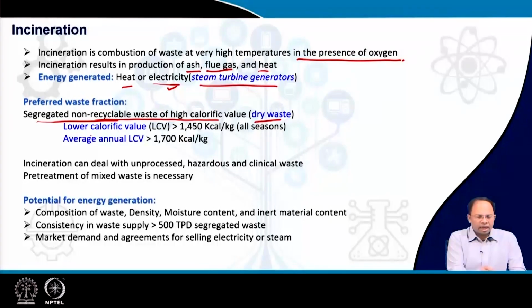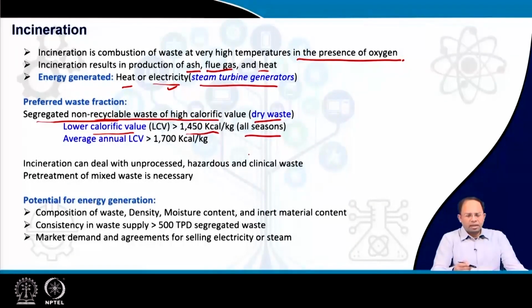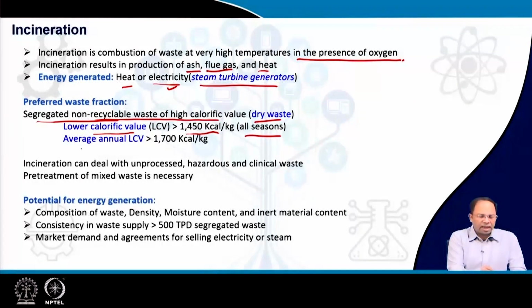So, the lower calorific value, that is the minimum value, is around 1450 kilocalories per kg, which is allowed, considering all seasons. In some seasons it's high, in some seasons it's low, but the lowest value is around 1450, which is almost the same as the 1500 kilocalories that the solid waste management rules specify. Whereas the average annual LCV should be greater than 1700 kilocalories per kg. So sometimes it's high or low, but the average should be around 1700 kilocalories per kg.